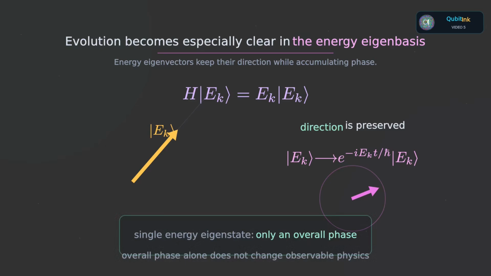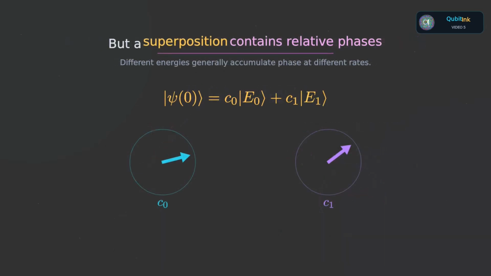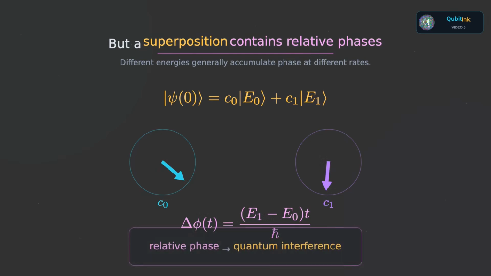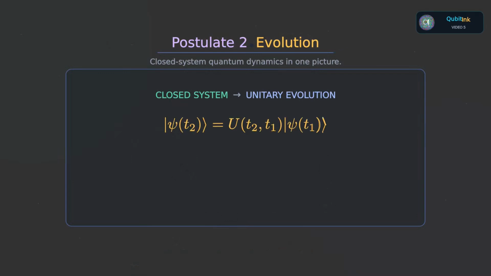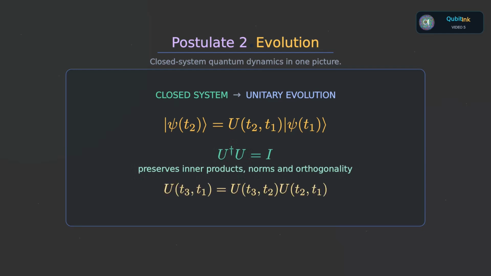But for a superposition of different energy eigenstates, the components generally acquire different phases. Those relative phases matter. They change interference, and they are one of the main ways non-trivial quantum dynamics appears. So postulate 2 gives us a very clean picture. Closed system evolution is unitary. The same physical evolution acts linearly on every possible input state. Unitary evolution preserves the inner product geometry of the state space, and therefore preserves normalization. Sequential evolution composes by multiplying unitary operators.